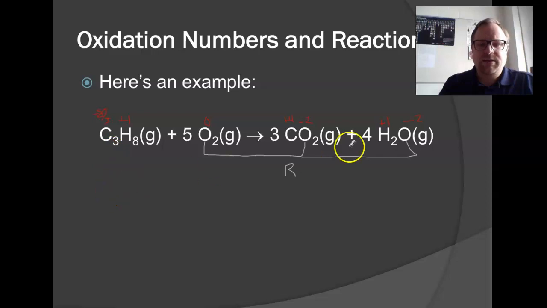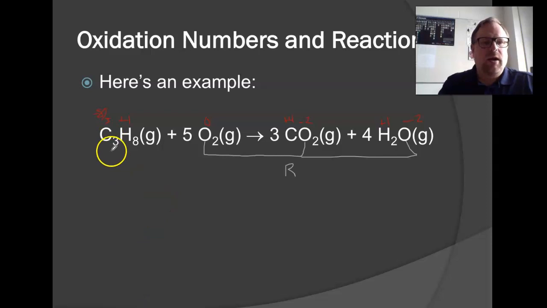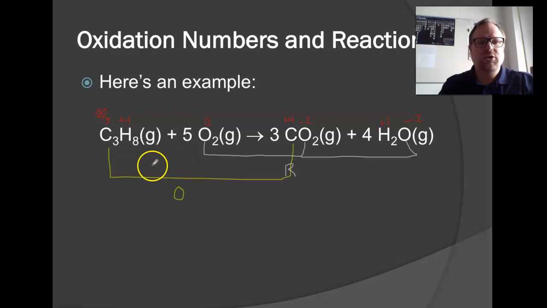Carbon, on the other hand, went from -8/3 to +4. I'm just going to switch colors to make this stand out a little bit better, with yellow. It is obviously gone to become more positive. If you become more positive, that's oxidation. And so what is being oxidized in this reaction? Well, carbon is being oxidized, oxygen is being reduced, so we have a redox reaction in this case.